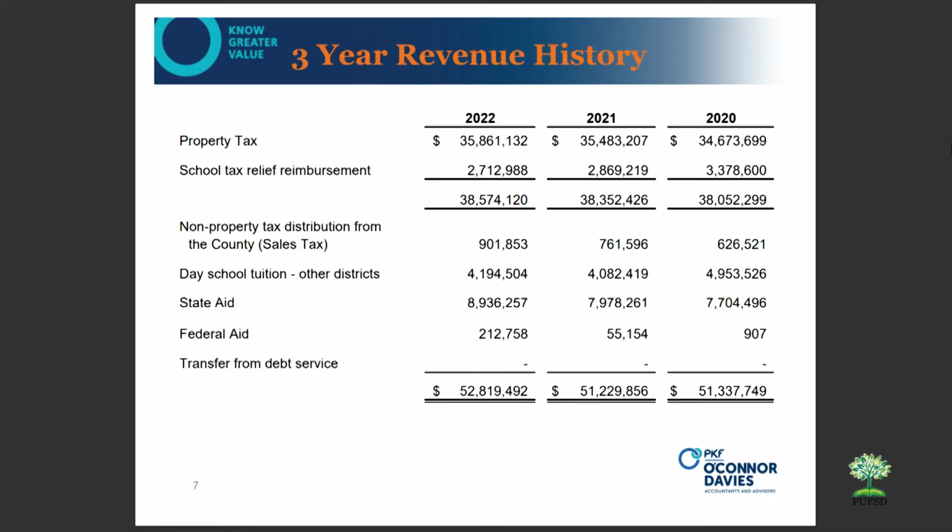And we provided a very quick synopsis of where the revenues have been the last 3 years. You can see they're pretty stagnant: 51.3 million in 20, 51.2 million in 21, and it jumped to 52.8 million this year, with the largest increase coming in state aid.